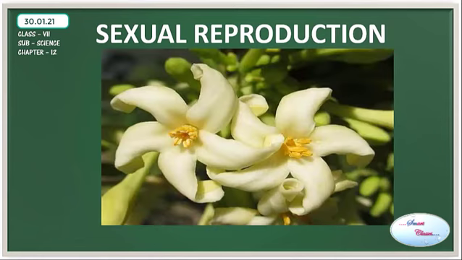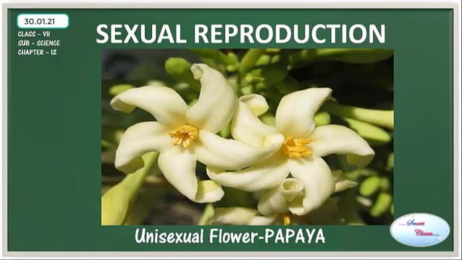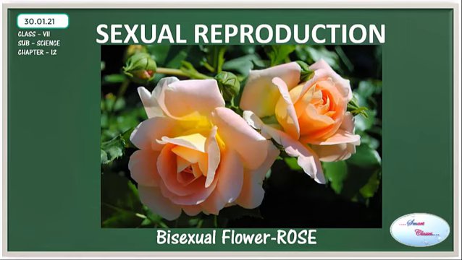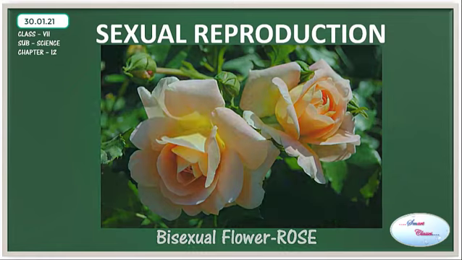If only one of these reproductive parts is present in a flower, it is said to be a unisexual flower. For example, papaya. If both stamen and pistil are present in a flower, it is called a bisexual flower. Example, rose. Both male and female unisexual flowers may be present in the same plant or in different plants.